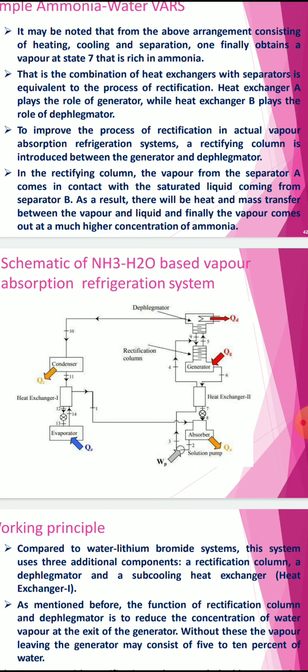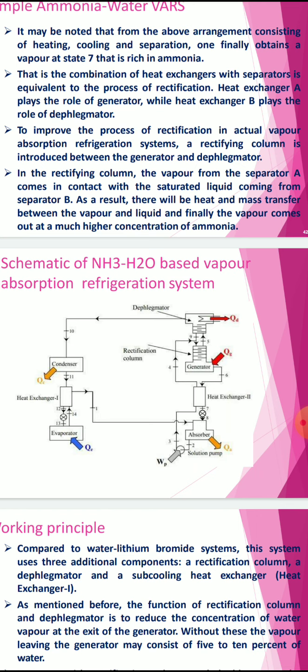In the absorption system, we have an absorber, we have a pump, and in between we have a heat exchanger for improving the efficiency of the absorption system. We have a generator and deflator. From the generator you get separated ammonia with water in a proper way, as we have just discussed.